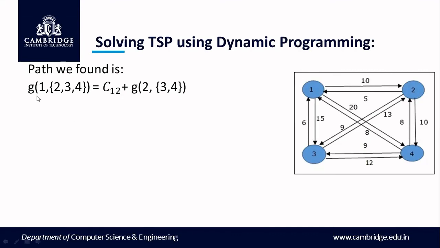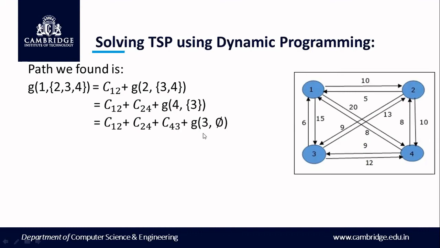So we have solved that G of 1 comma set {2, 3, 4} can be given with the optimal solution, and C of 1 comma 2 is the cost of 1 to 2 plus the shortest path from 2 to destination via vertices 3 and 4. Now if we try to expand G of 2 comma set {3, 4}, we get a solution that the best path is connectivity from 2 to 4, then the shortest path from 4 to destination via vertex 3. If we try to expand G of 4 comma set {3}, we get an equation of this.